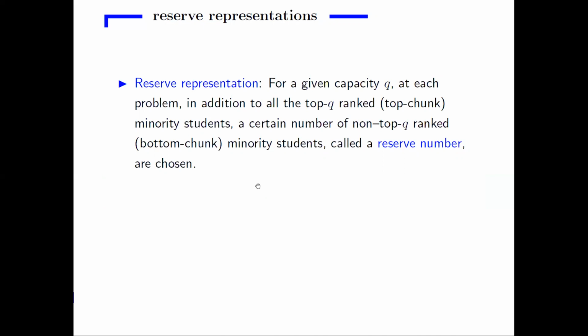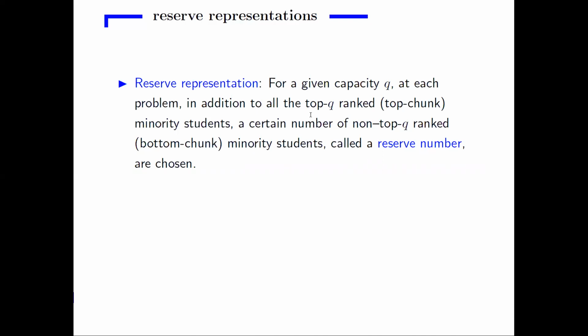Well, it is in some sense the most natural thing that you would do if you are about to implement such an affirmative action policy. Say that you are a school that has a capacity of Q. Then here is your policy. At each problem, first of all, you choose all the minorities who are top Q ranked. So first of all, forget about minorities and majorities. If there wouldn't be any affirmative action story, if there is no minority at all, then the most natural thing for the school is to pick the top Q best guys according to their priority ordering.